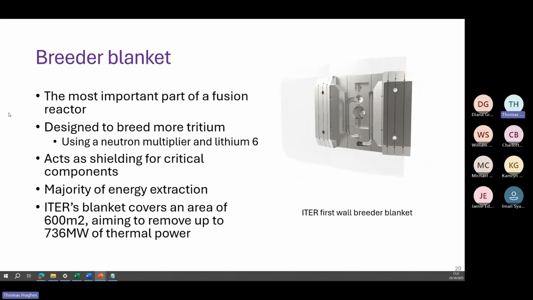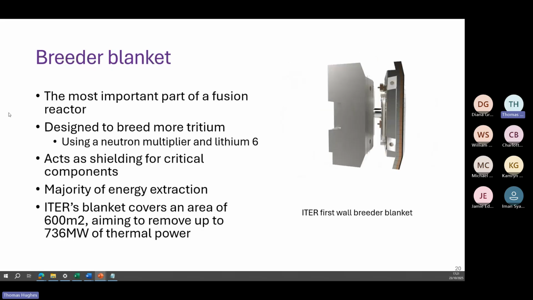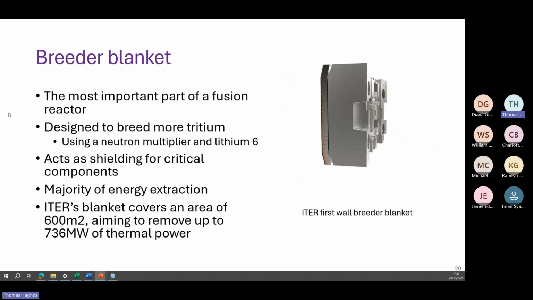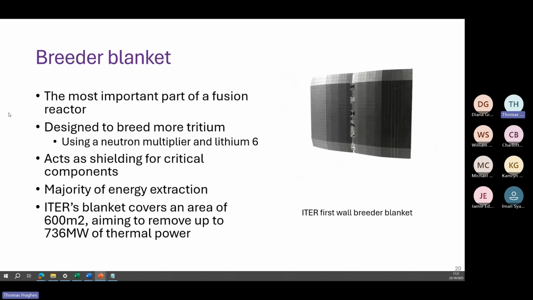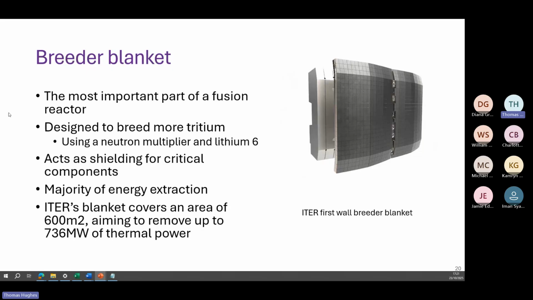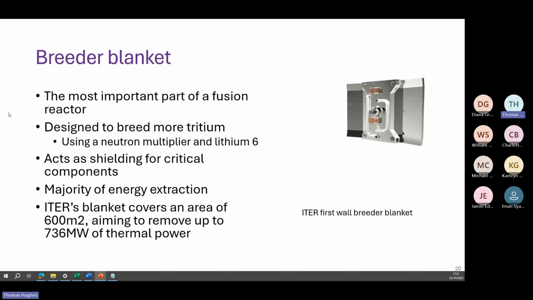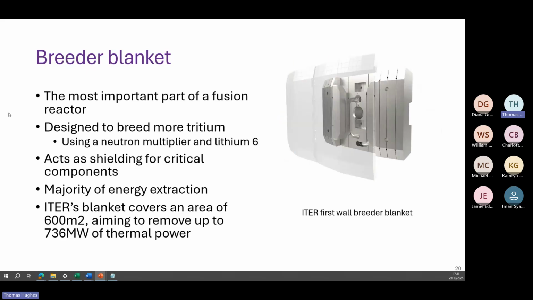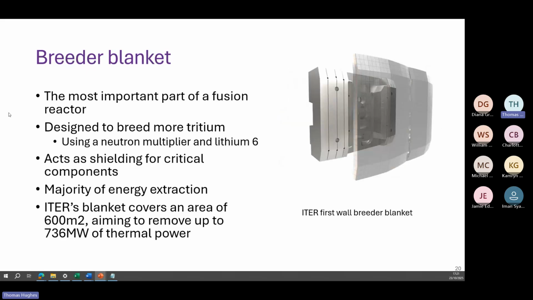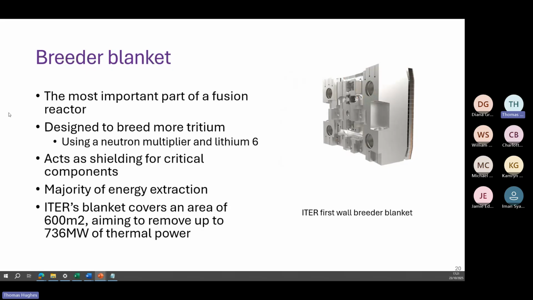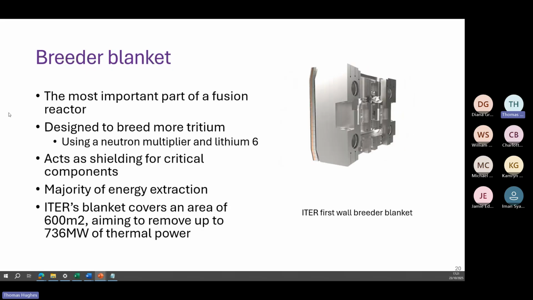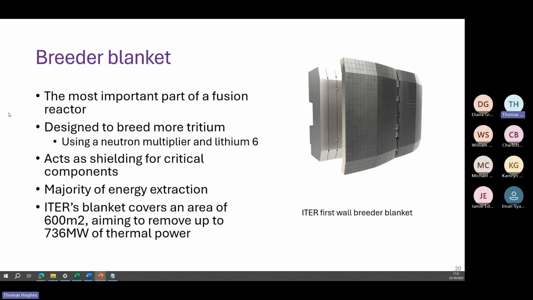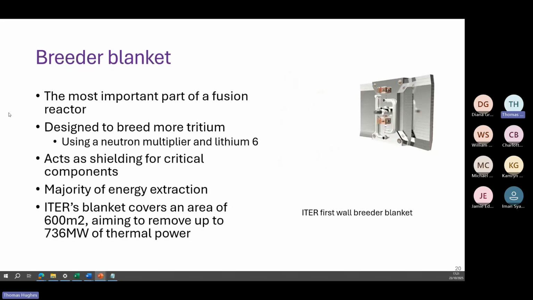And then these neutrons will be slow enough to hit the lithium and then undergo fission. It's the same fission as in a proper fission power plant, but this one doesn't create the same magnitude of energy. This will then create tritium and helium, and we can extract the tritium and put it back into our fuel cycle. This also acts as shielding for critical components. It's basically absorbing as many neutrons as it can and a lot of heat energy. So this is the majority of the energy extraction.